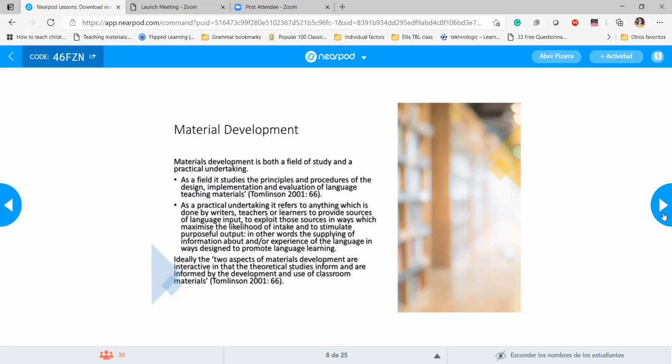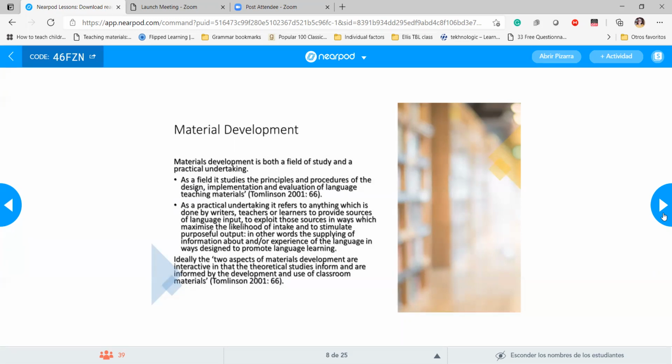Because who can create materials? Well, writers, teachers, learners. And why learners, you can say? Because students can create their own posters. Students can create summaries of a text. And so this becomes a resource, right? And students can create a lot of materials in the classroom that become part of the learning process, right?